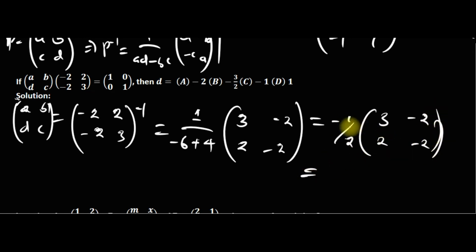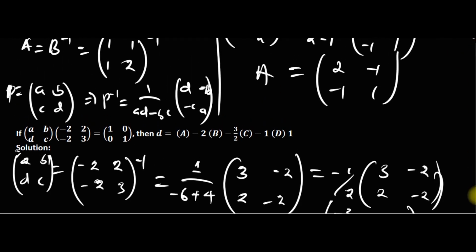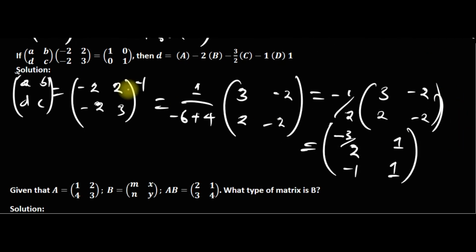So remember, this is a scalar product, so I'll multiply each of these elements by half. So we have minus 3 over 2. This times this is 1. Minus half times 2 is minus 1. This times that is plus 1. So that's the matrix. Okay, remember we're asked to find D. So D is, from here, D is this. So the answer is minus 1.